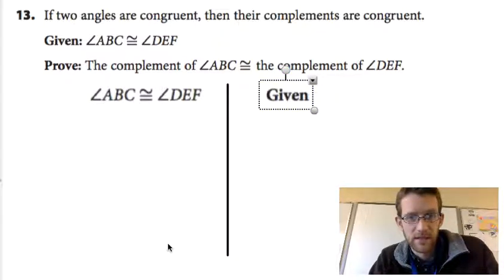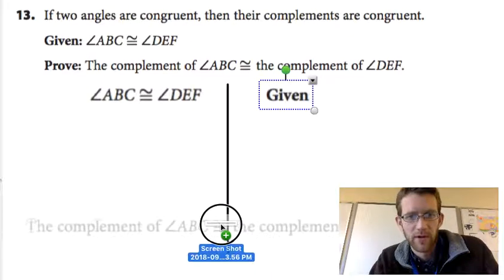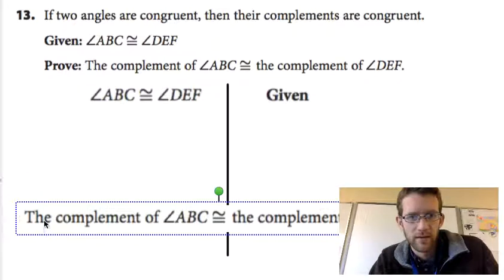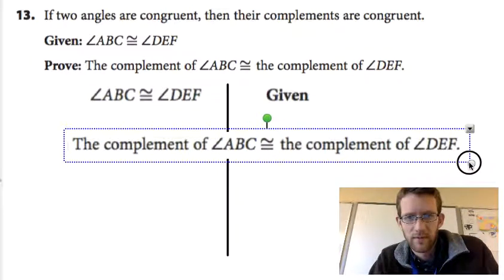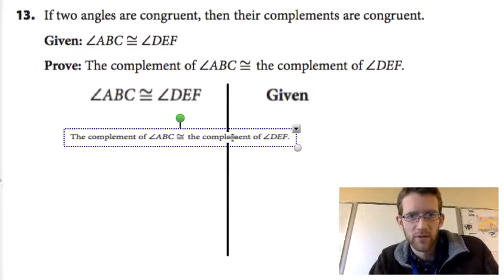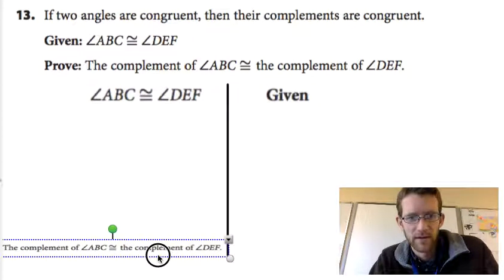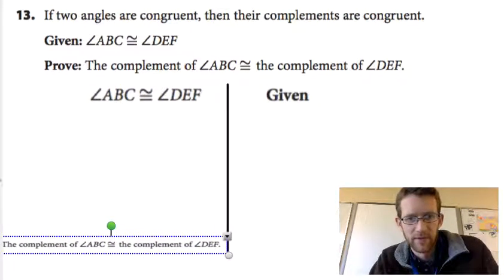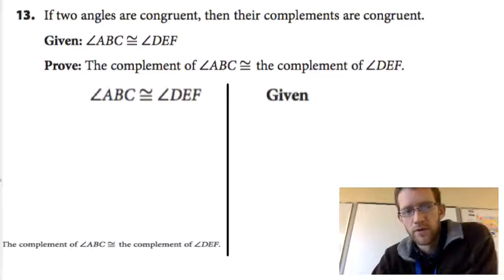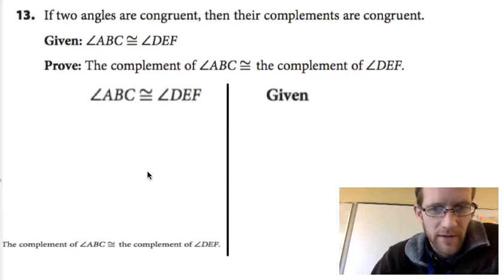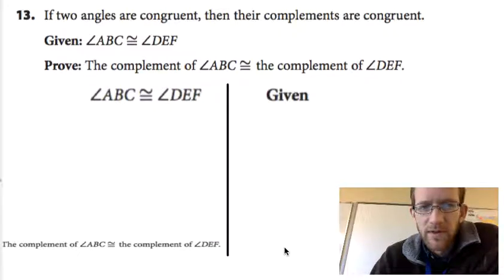Our final statement down here should also be pretty doable without spending too much brain power. We can simply copy down the statement of the thing we're trying to prove, right? So I'm going to put that right down there. The complement of angle ABC is congruent to the complement of angle DEF. So now we just need to fill in the intermediate statements and give reasons for everything.